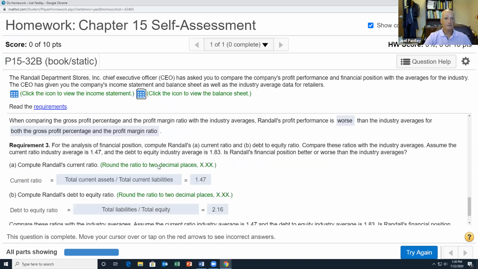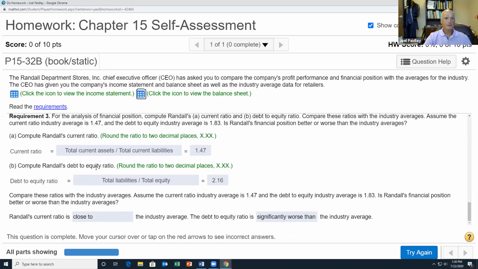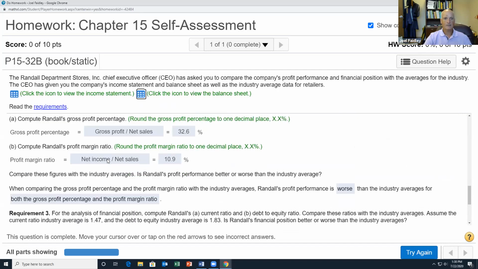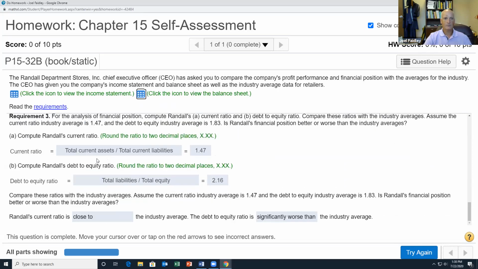That's already up there. Current assets, current liabilities. There's gross profit, net sales, net income, net sales. Already calculated for you. Net exercise. Total asset or current assets divided by current liabilities. Liabilities divided by equity. All right, so there you have chapter 15 very quickly. Hope you have learned from this video, and we will talk again soon.